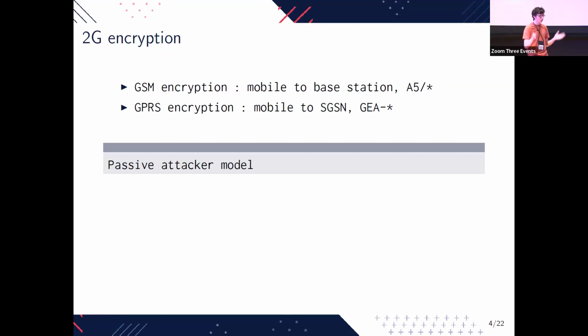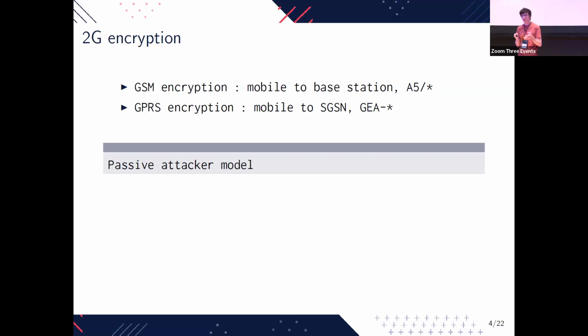I'm not going to draw what a 2G network looks like, but just imagine that you have mobiles on one hand, a set of antennas, the base stations, in the middle, and a core network. So mobiles talk to base stations wirelessly, and base stations talk to the core network with wired protocols. Now, GSM encryption happens between the mobile and the base station. And GPRS encryption happens between the mobile and the SGSN, the Serving GPRS Support Node, which is a specific element inside the core network. GSM encryption uses the A5 family of functions, and GPRS encryption uses the GEA family of functions.